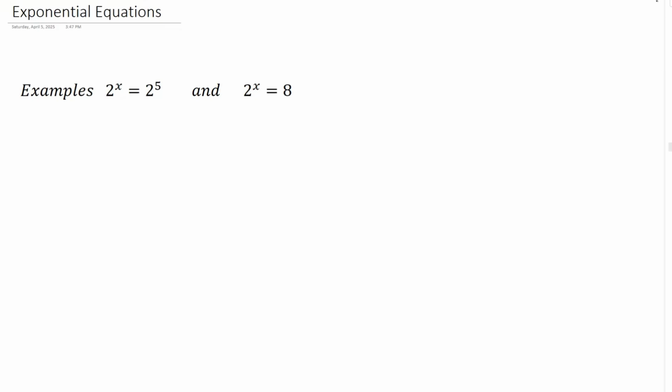Today's lesson is about exponential equations. An example of an exponential equation is when the variable is in the exponent. For example, 2 raised to the power x is equal to 2 to the 5th. Because the variable is in the exponent, it's called an exponential equation. Of course, an equation requires the equal sign. So the variable in the exponent and the equal sign together give you an exponential equation.